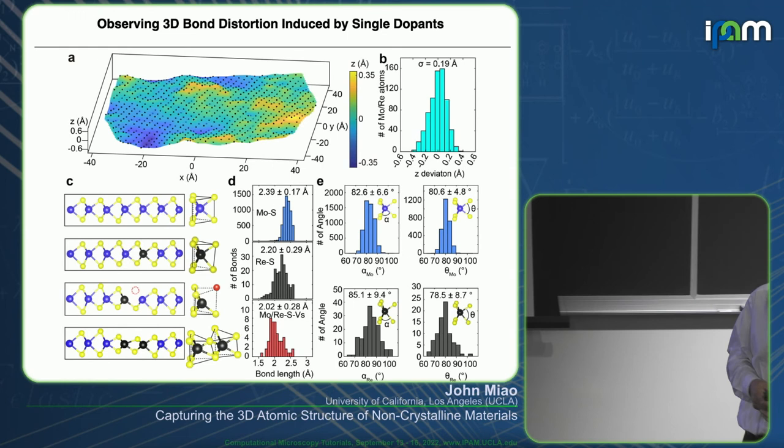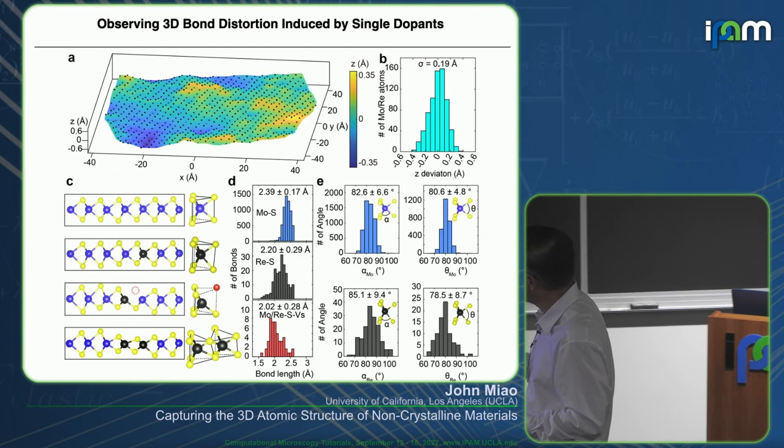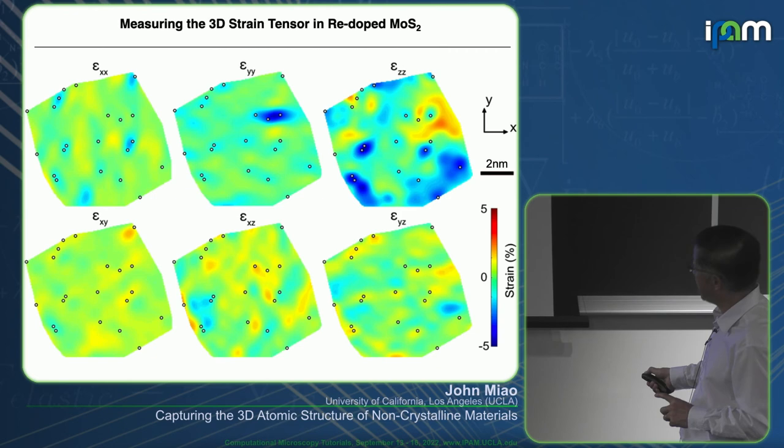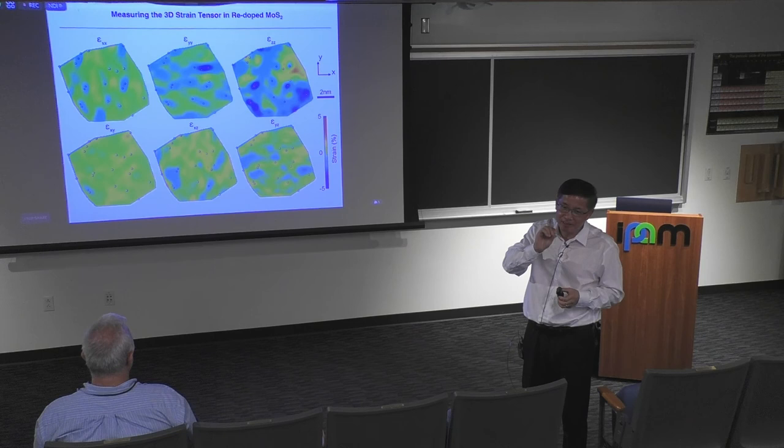Because we have so many defects of the same type, we can do quantitative analysis. And we can also bring in the strain tensor. Here, the circles correspond to Rhenium dopants. Whenever there's a Rhenium dopant, especially along the z-axis, a single atom in the crystal can create a strain tensor.